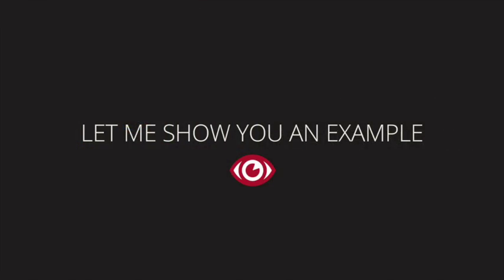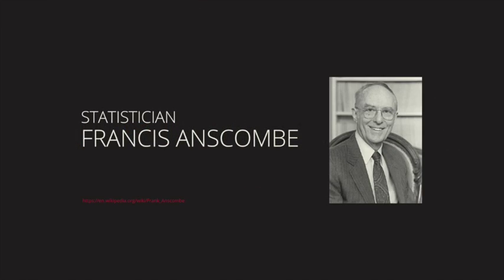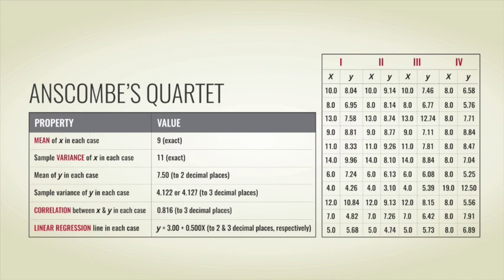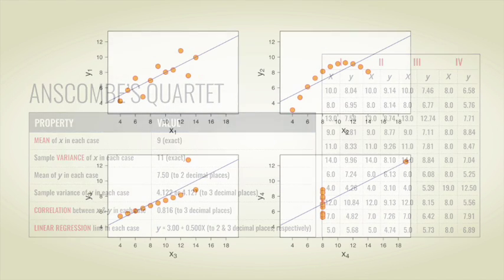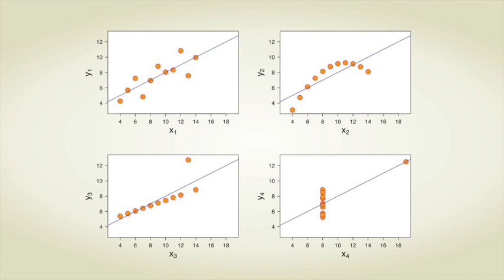Let me show you an example by statistician Francis Anscombe. This table shows 4 different data sets where almost all the summary statistics for each dataset are identical within 2 decimal places. However, you can see from the graphs of the datasets that they are nothing alike. The salient differences pop out effortlessly.